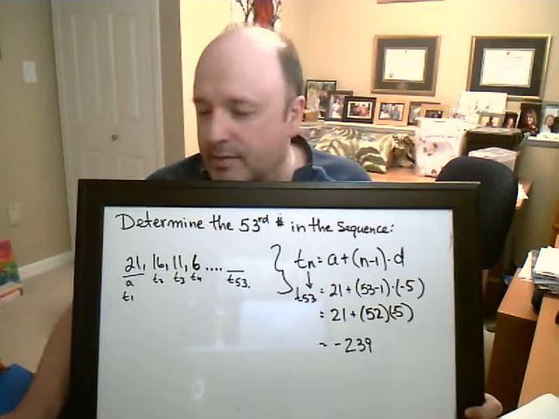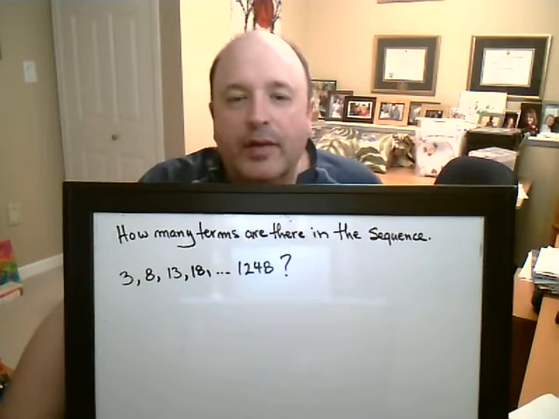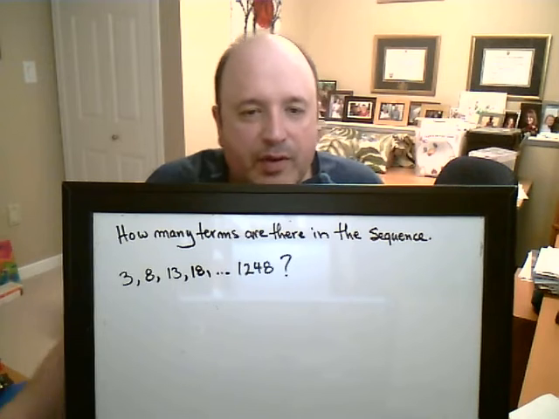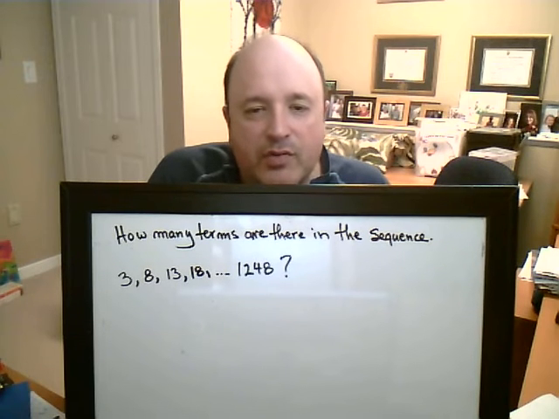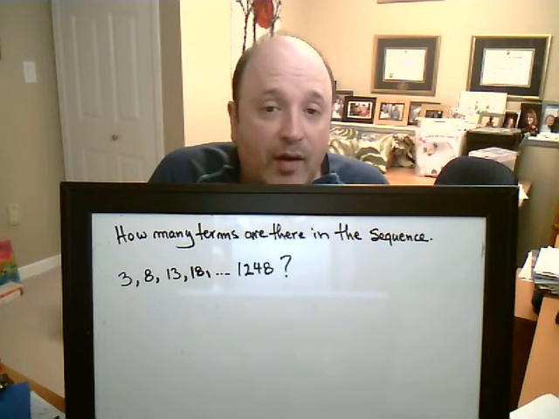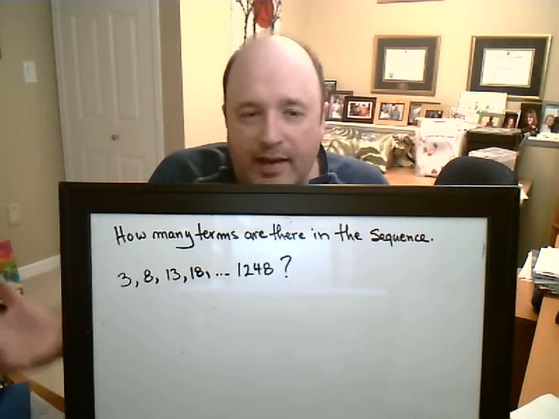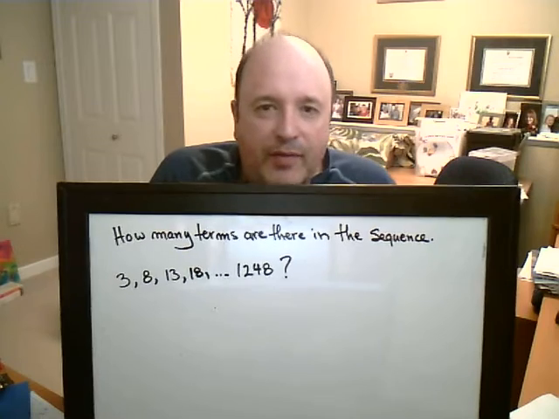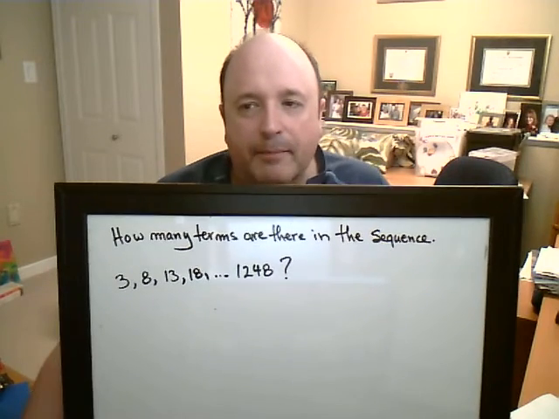Okay, so let's have a look at a couple other examples. I may ask you to do something like this. How many terms are there in the sequence 3, 8, 13, 18, all the way up to 1248? Right, so how many terms are there? Again, it's just applying the same formula. This is an arithmetic sequence, but now we have to do a little bit of algebra. So let's set that up.